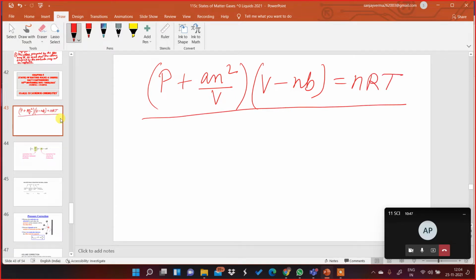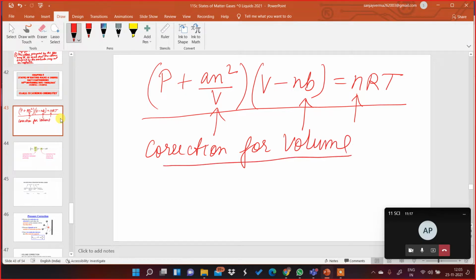Okay. Now in the Van der Waals equation, there have been corrections. These are the corrections which have been done. Okay. And this n stands for the number of moles. Now, why are these corrections done? Now, let us see. First, the correction for volume.